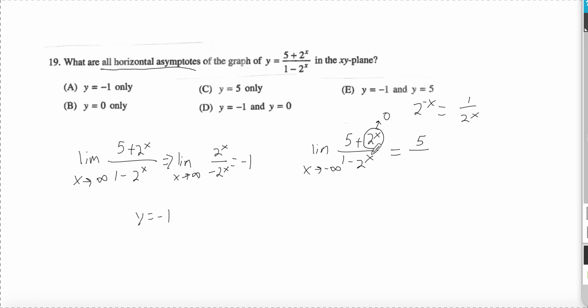As x goes to negative infinity down here, same thing. 2 to the negative infinity is going to be 1 over 2 to the infinity, which is going to go to 0. So this gives us 5 over 1. So our horizontal asymptote is at y equals 5. We have two horizontal asymptotes here, -1 and 5.